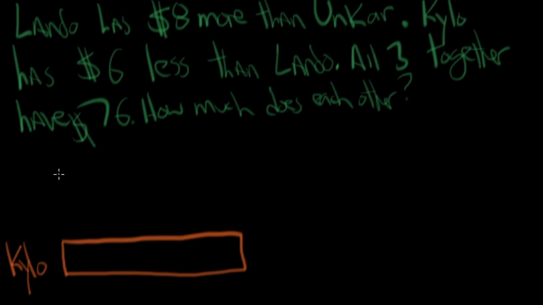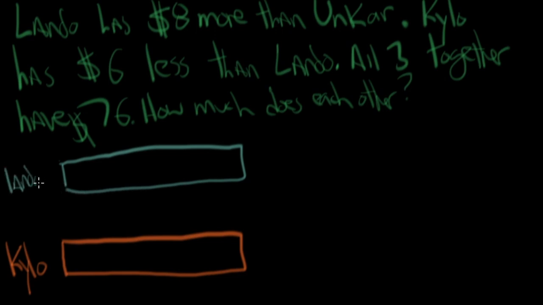So let's use a different color. I'm going to put Lando here. Lando. And then what color could we use for Unkar? There we go. And Unkar is going to be kind of like this, let's say. Okay, so we can do some things here. Let's go and do some drawing. So let's see, what's this? Oh, sorry, Kylo has $6 less than Lando. Oh, okay, so actually Lando's going to have more, isn't he? Lando's going to have $6 more, because Kylo has $6 less. Do you see that? That's cool.